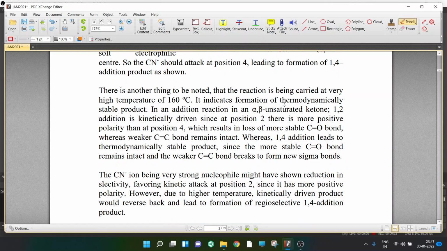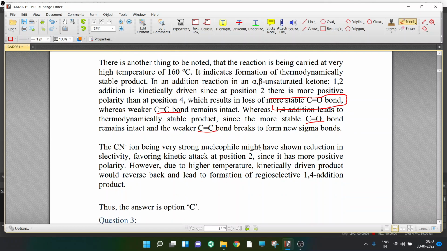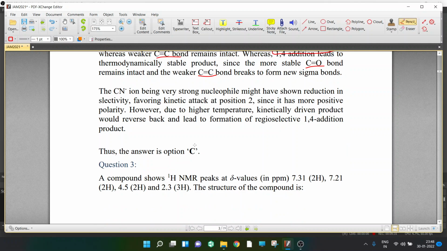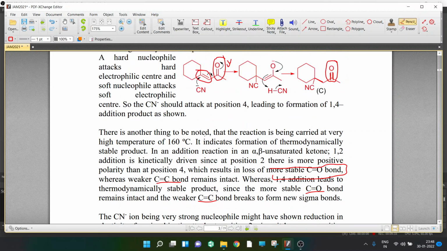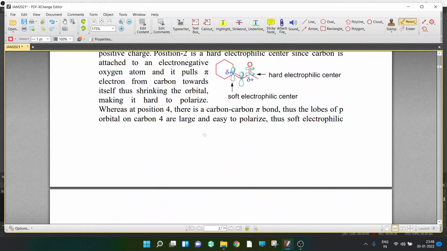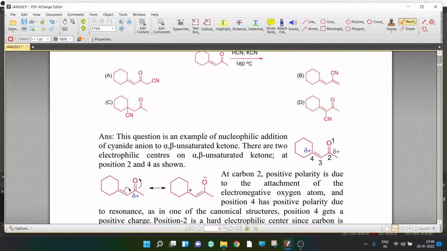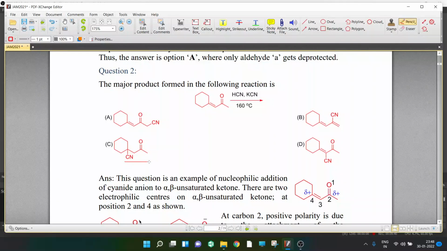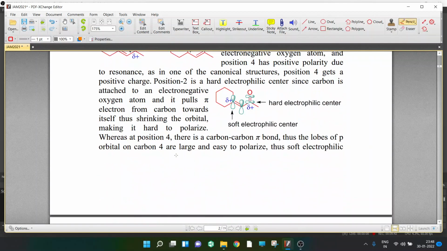I would have written all this here. See, loss of the more stable C=O bond is not favored, whereas the weaker C=C bond breaks to form a new sigma bond while the more stable C=O bond remains intact. So the answer is option number C. Where is option number C? Let us look into it. Option number C is this, where we got 1 for addition, the Michael addition.